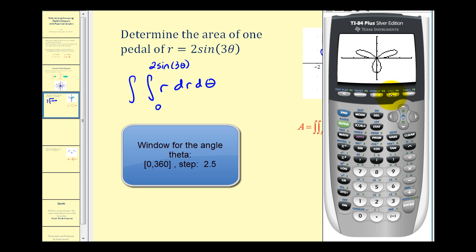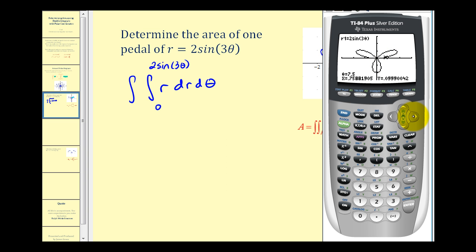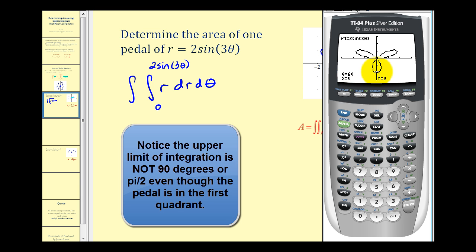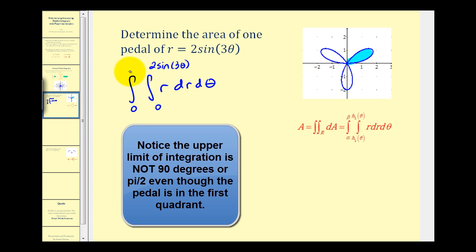Now let's go ahead and press the trace key. Notice right now we're at theta equals 0. We're trying to determine what theta would be to trace out one of these petals. So if we press the right arrow, we can see it tracing out that first petal. And now it's coming back to the origin. And notice that it occurs at theta equals 60 degrees, which would be pi/3 radians. So the interval for theta would be from 0 to pi/3. And this will give us the area of one petal.